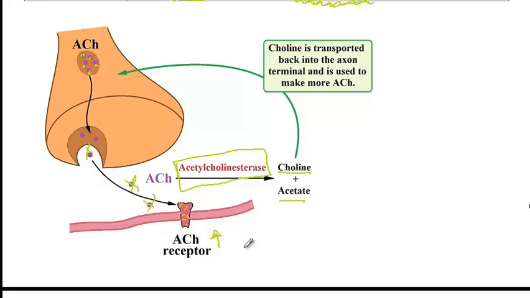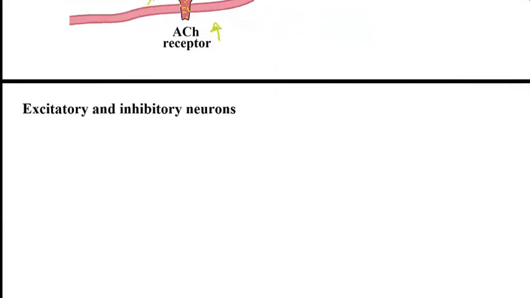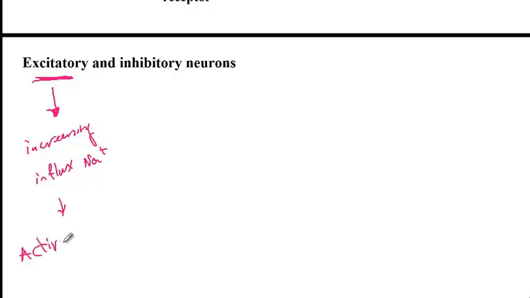Next concept is the difference between excitatory and inhibitory neurons. The first type, excitatory neurons, activate the postsynaptic cells by increasing the influx of positive charge, for instance by opening the sodium channels and allowing influx of sodium, as a consequence of which the next cell, the postsynaptic cell, will be activated.